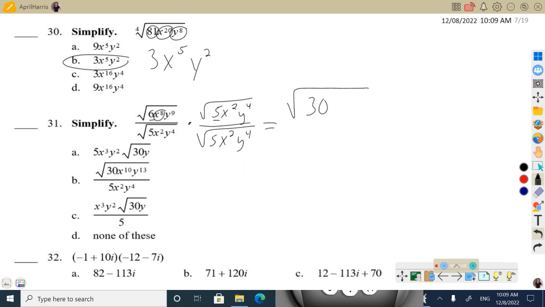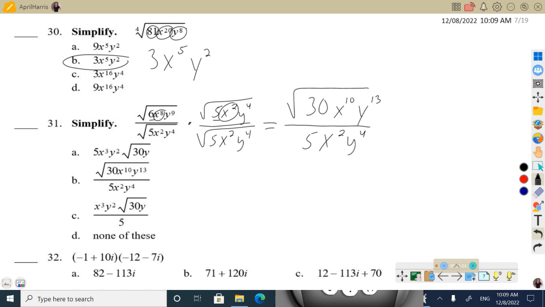X to the eighth times x squared. You're adding exponents. You get x to the 10th. Y to the ninth times y to the fourth. You add, you get y to the 13th. And in the denominator, it's actually easy because a radical times itself gives you what's underneath. Okay, so we're getting there. Can you break down 30? Square root of 30?